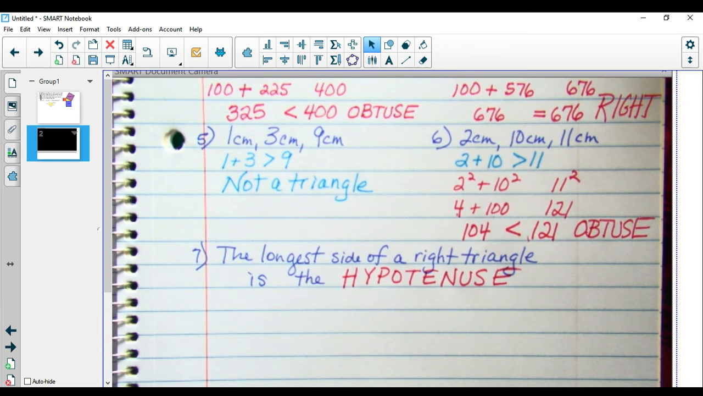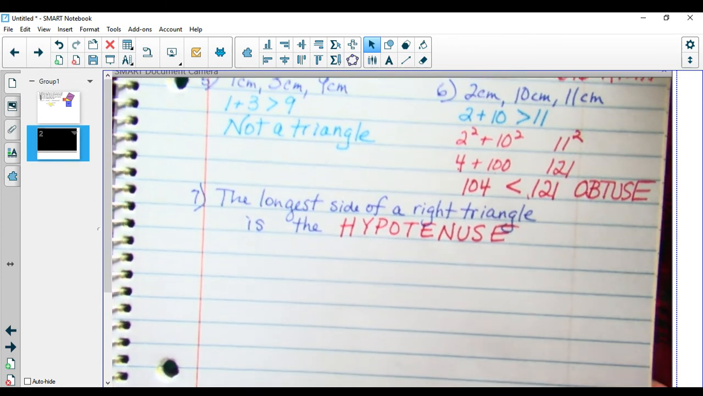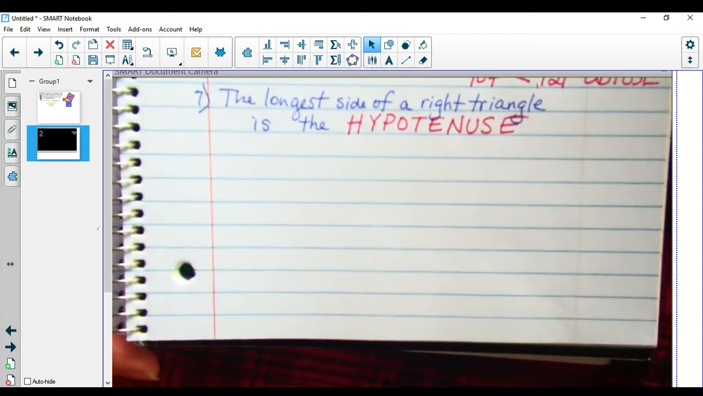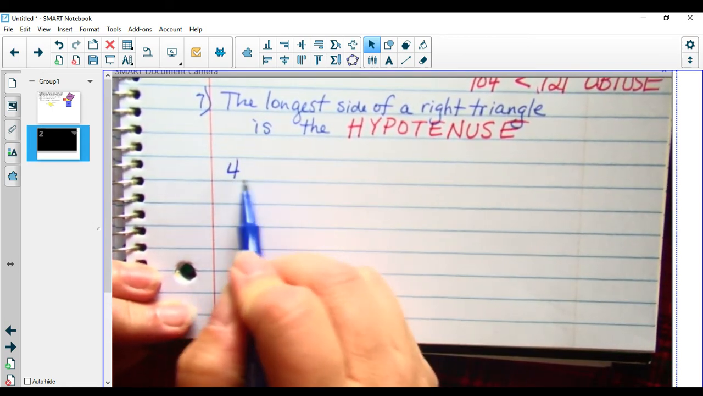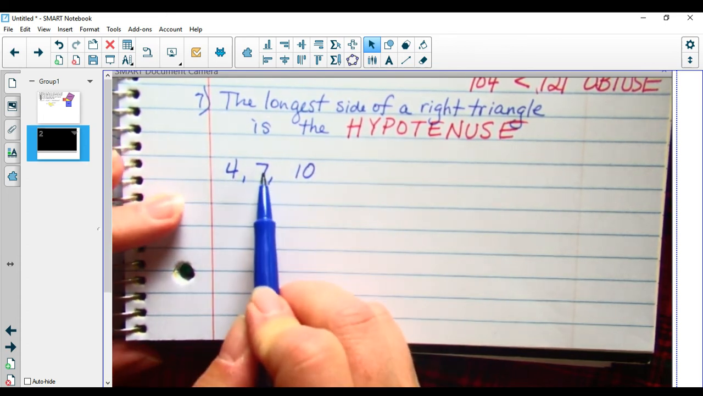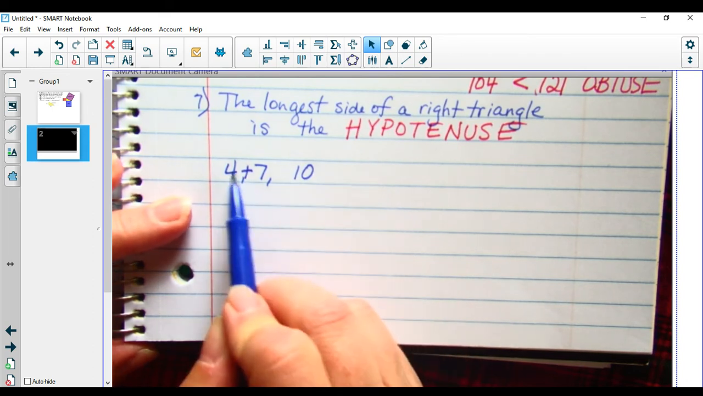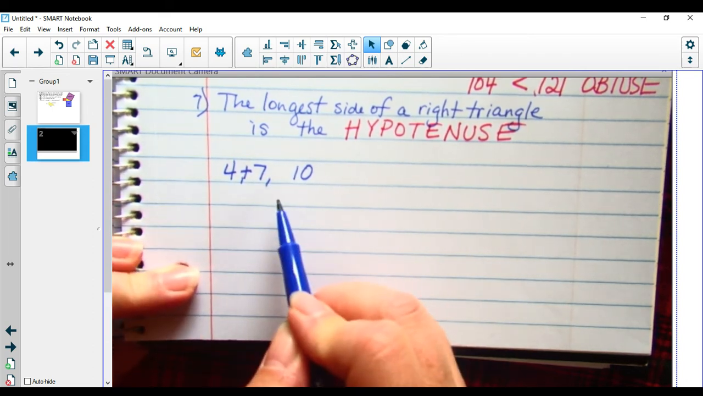So, yesterday's homework, I noticed a lot of people are not paying attention to what you're supposed to be doing with the sides versus the squares. Sides need to be added to each other. So for instance, if I tell you the 3 sides of a triangle are 4, 7, and 10, we don't add 4 and 7 to decide what kind of a triangle it is. We add 4 and 7 to see if it even makes a triangle.